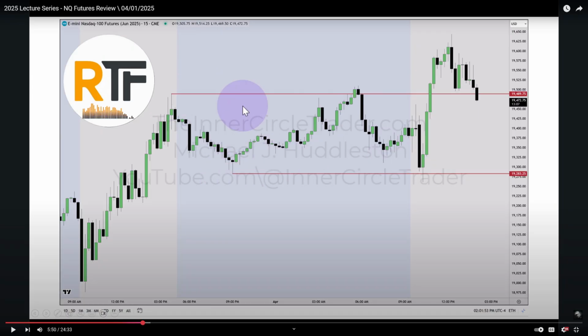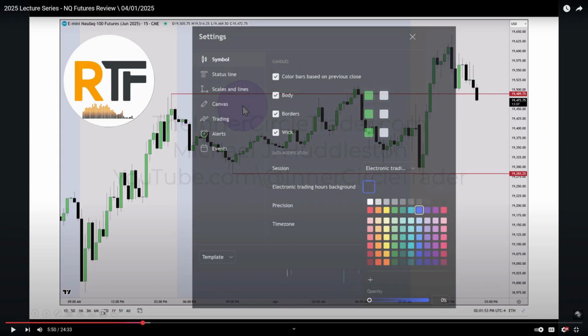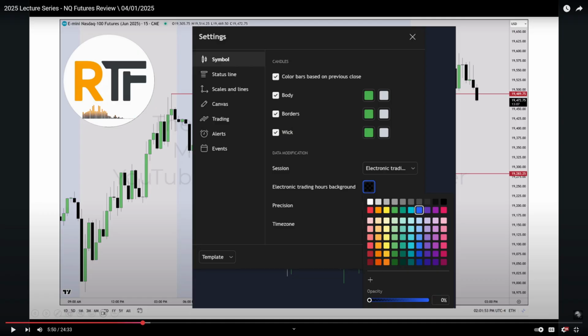I also don't like the background on the extended trading hours. If you want to turn it off, go into your settings. In the symbol section, there's electronic trading hours background. Adjust the opacity to 0% and you'll have it back to the way it was.